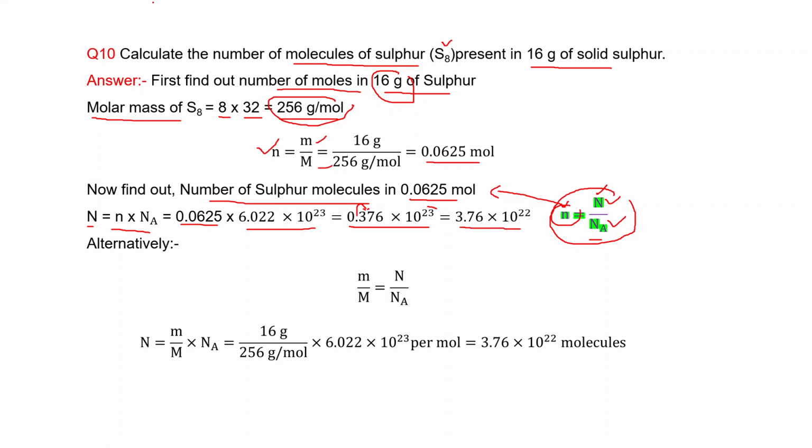There is another method. If we combine these two formulae, that is this one and this one, then we will get this one. Okay, and in this case we have to find out the value of this N. That's why N is equal to m, small m divided by capital M multiplied by Na. Put the value, 16 gram. This is the mass of sulfur given. This is 256 gram per mole. This is the molar mass of sulfur molecule. This is Avogadro constant, and if you solve it, the answer will be 3.76 into 10 to the power 22 molecules of sulfur. Okay.